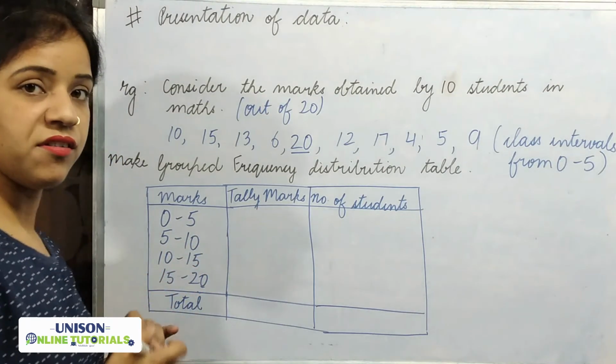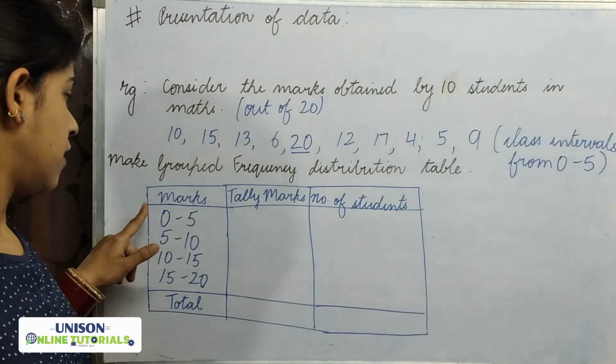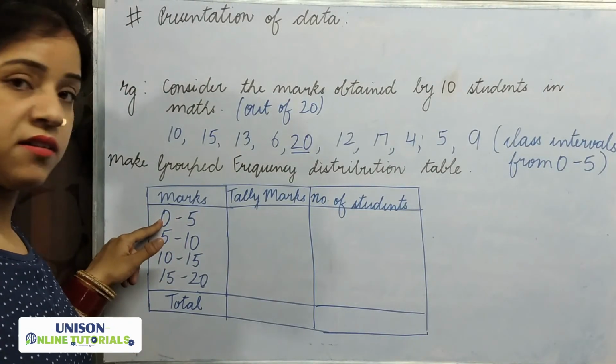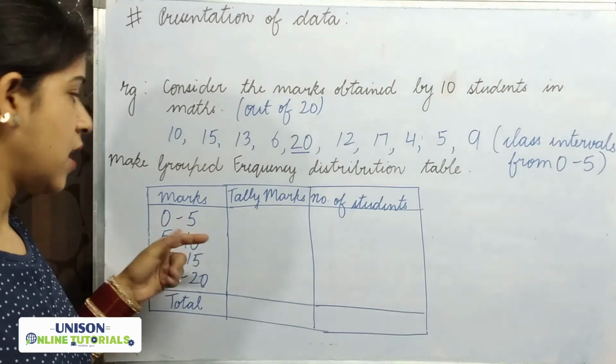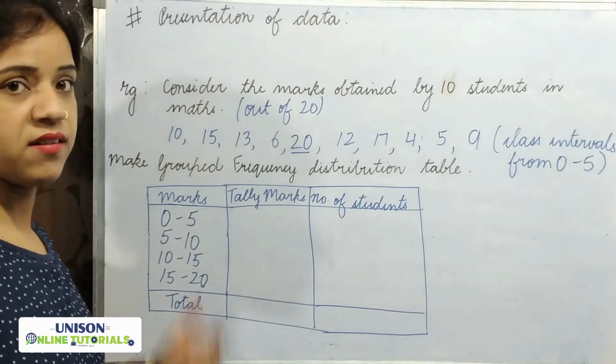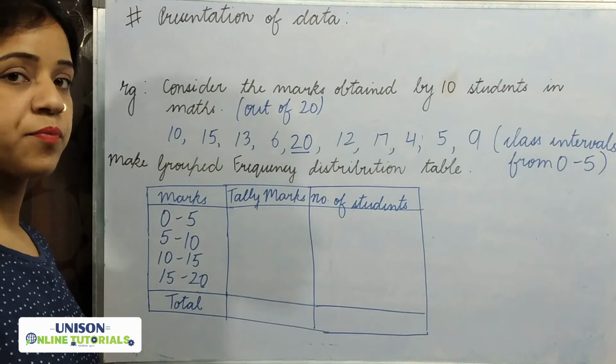These class intervals, these groupings are known as classes. In each interval, this is the lower class limit, this is the upper class limit, and the size of these classes is known as class size, or you can say class width.